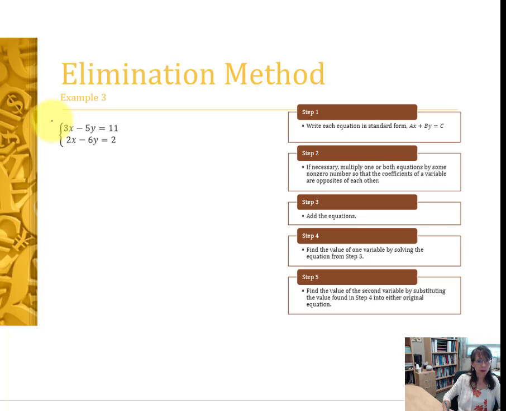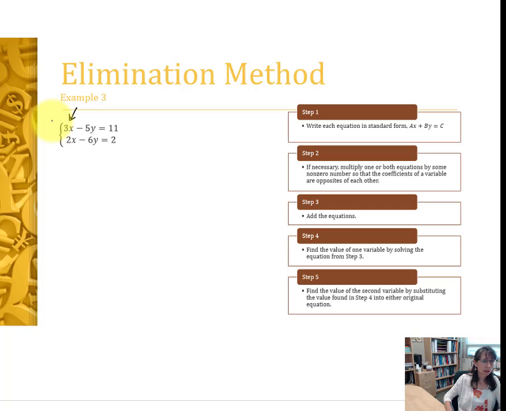So this is where we might need to multiply one or both of these equations by some non-zero number so that we create coefficients that are opposites of each other. So if I just look at x, I've got 3 and 2. Try to come up with a common multiple, because I know that I'm not going to be able to multiply 3 by an integer and turn it into something smaller.